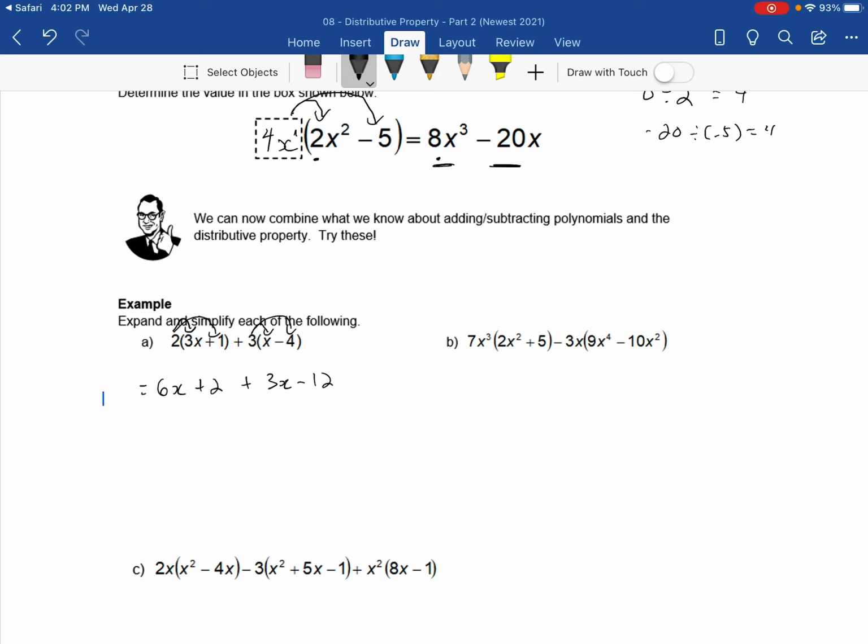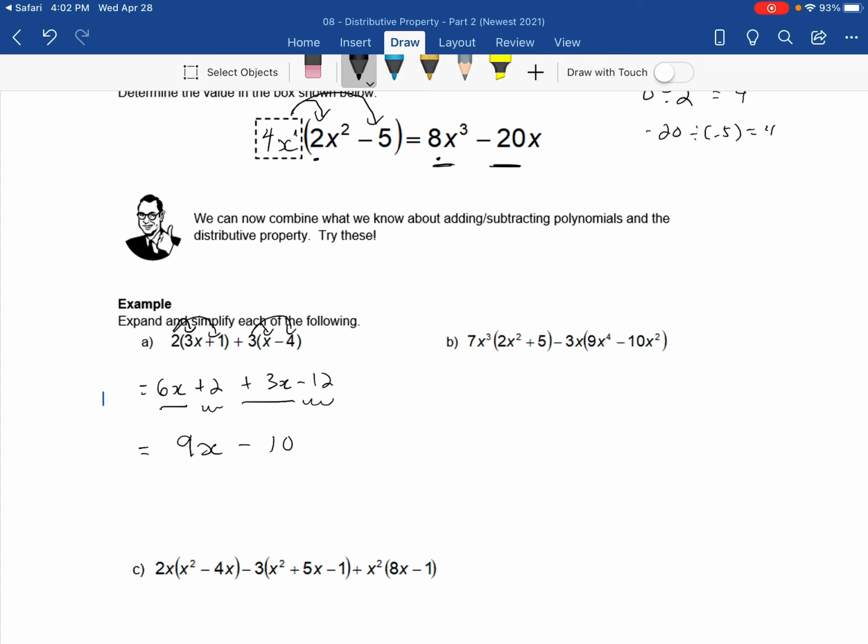Here's what's new in this lesson: collecting like terms from the lesson before, where I just go, okay, 6x goes with positive 3x, or adding 3x, I get 9x, and 2 goes with subtract 12, so I get negative 10, or subtract 10. So you're just combining like terms after that. That's the whole deal.